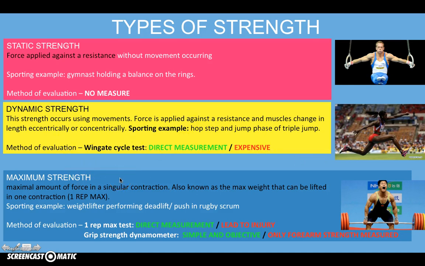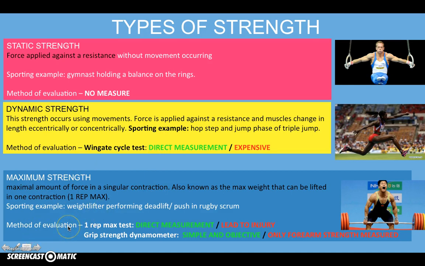Then we move on to maximum strength. So this is the maximal amount of force in a singular contraction, also known as a max weight that can be lifted in one contraction, 1 rep max. Sporting example would be a weightlifter performing a deadlift or a push in rugby scrum. So when you see rugby players scrummaging, you see that they're definitely using maximum strength. They're trying to exert a maximum amount of force in that singular contraction.